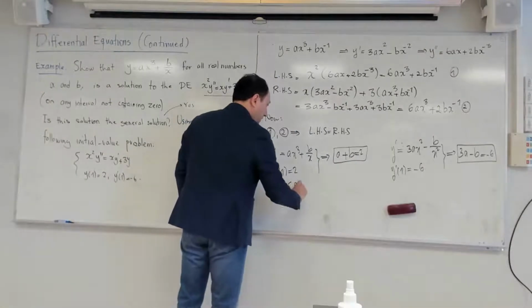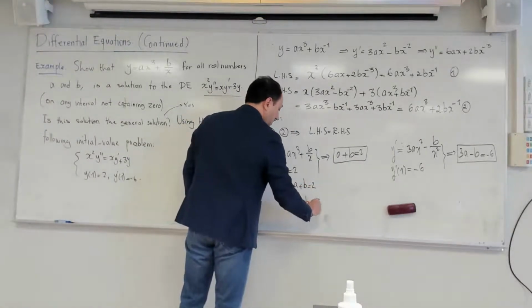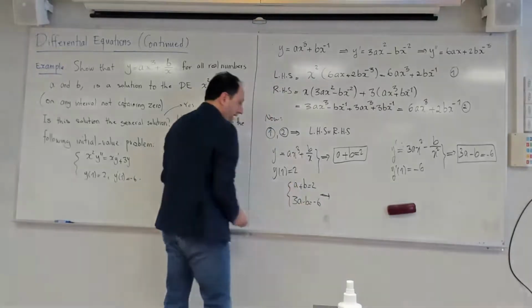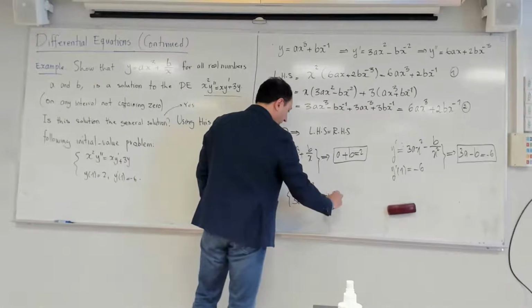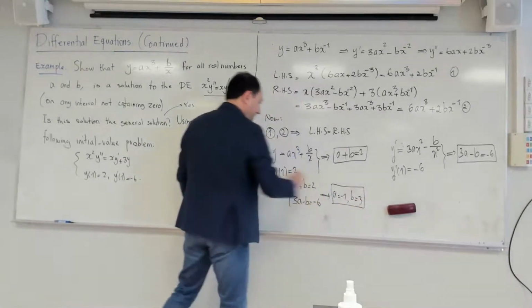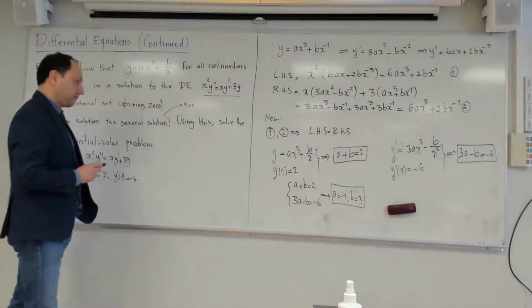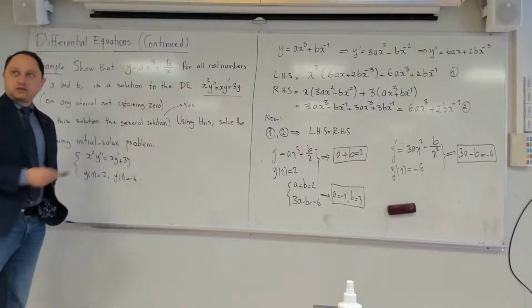A plus b is equal to 2. 3a minus b is equal to minus 6. So for example, I add these two equations, these are gone, so this becomes how much? A is minus 1 and b is 3. Yes, so that is the solution.